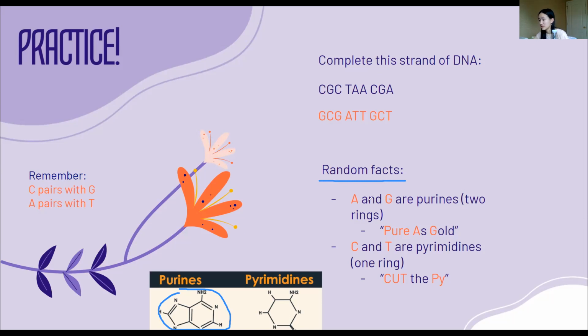And a way to remember that A and G are purines is the acronym, pure as gold. So you can see pure for purines, as A, adenine, and gold, G, guanine. The next one is pyrimidines. You can see that over here. They only have 1 ring. A way to remember this is cut the pi, and pi is spelled P-Y because pyrimidines. Maybe it'll help, maybe it won't. And C and T are cytosine and thymine. So you might be wondering, why do we have a U? Then that is our next topic.